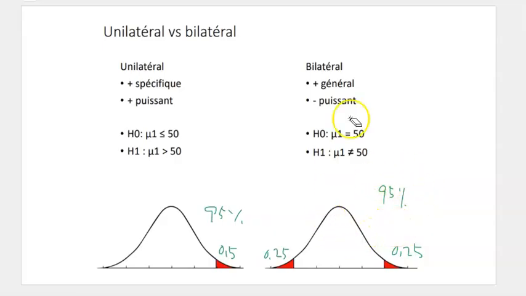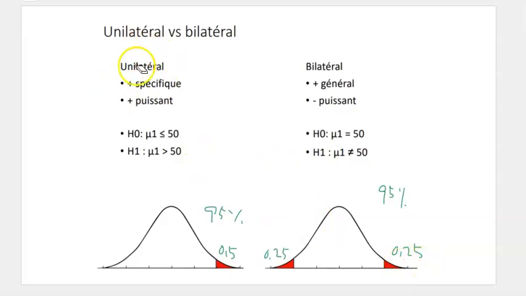In this case, you consider that there are two parts, like a bilateral. So in the positive part or negative part, in any effect, you will consider that is an effect. You don't say what effect in the positive and negative part, it's both parts. So in that case, it's bilateral, and then you have to divide the 5% into 2.5%, and then 2.5% in each part.